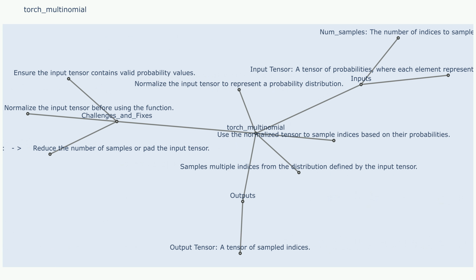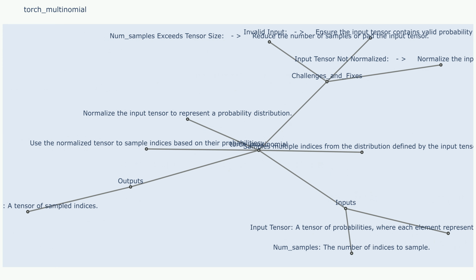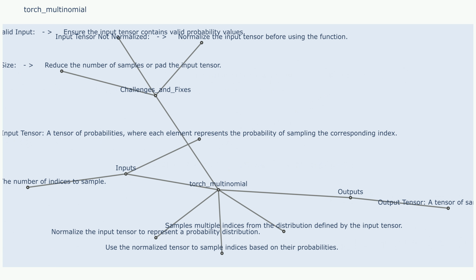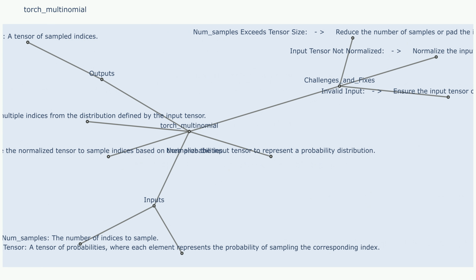If true, the same outcome can be sampled multiple times. If false, each outcome can be sampled at most once. Generator: an optional random number generator. If none, the default generator is used. Output: a 1D tensor of integers representing the indices of the sampled outcomes. The length of this tensor is equal to num samples.